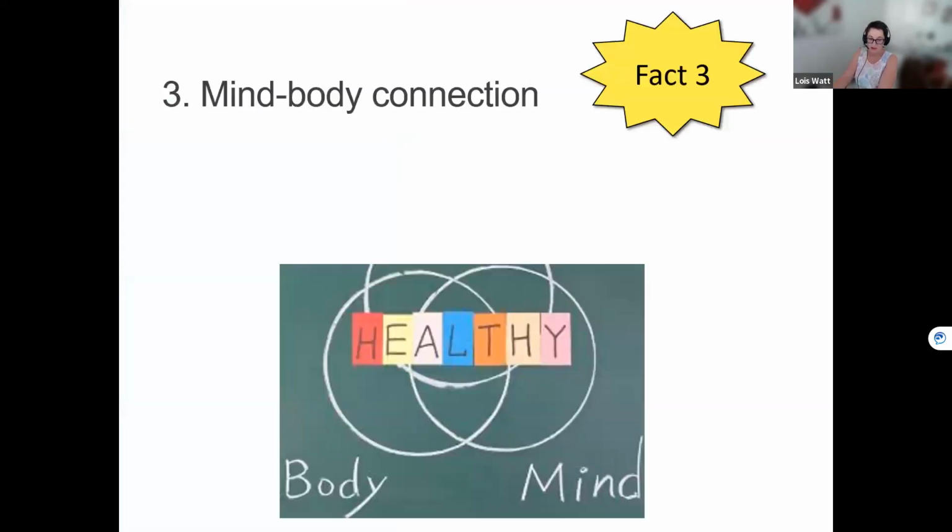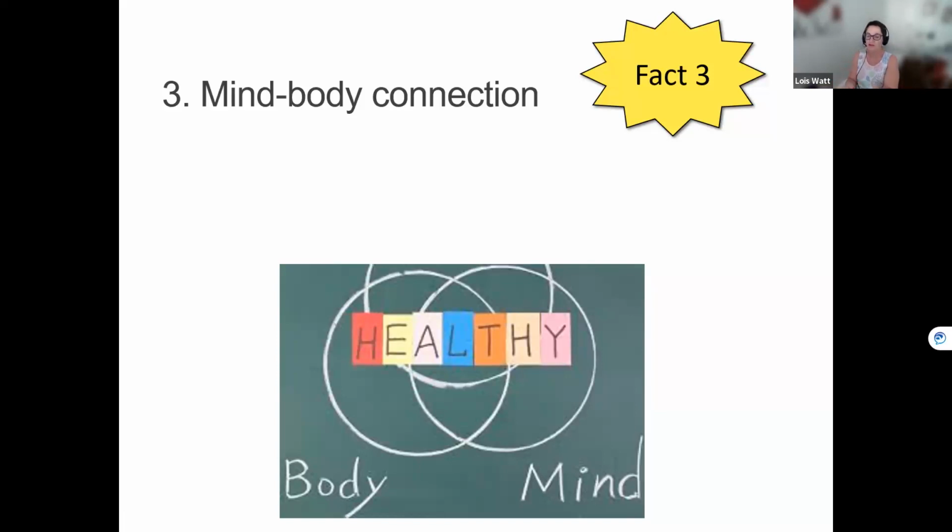All right, there's a mind-body connection. My mother used to say this all the time: healthy mind, healthy body. And I actually think she was quite right. I used to think, oh, I've heard that so many times before. But it is true. What's good for our body is good for our mind. What's good for our mind is good for our body.